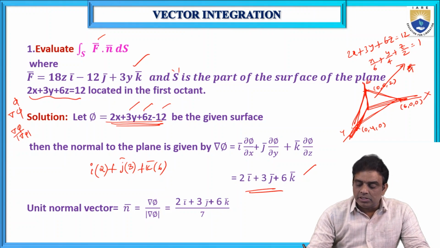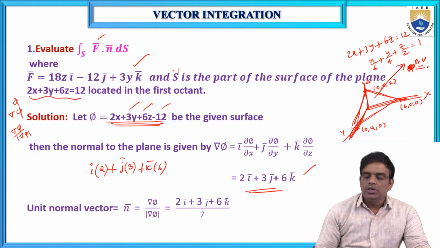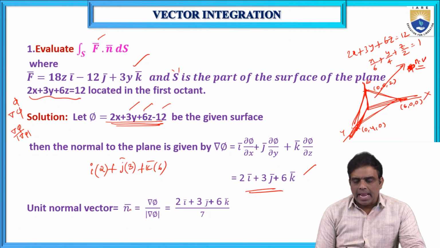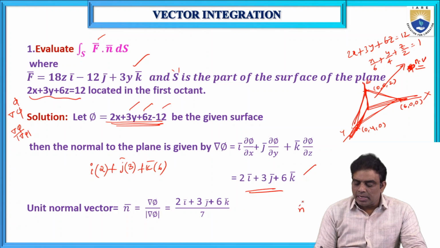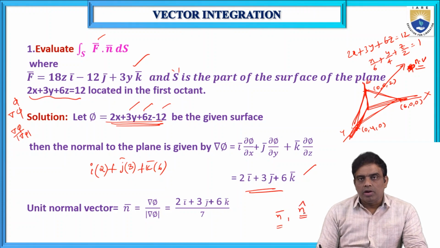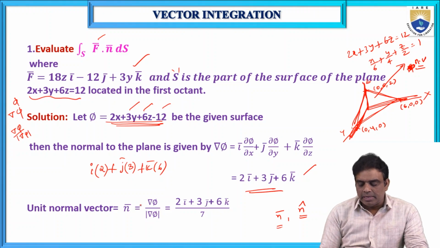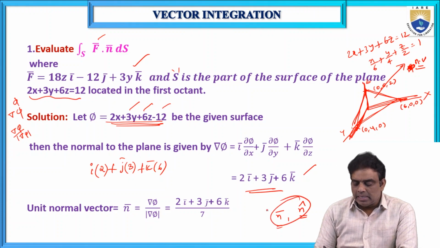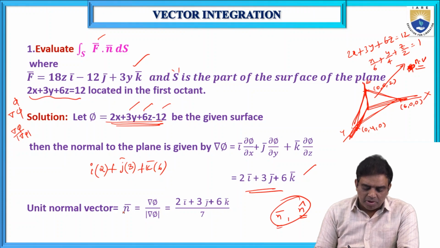The unit normal vector is denoted by n cap. Generally we use the notation n bar for the normal vector and n cap for the unit outward normal vector. But in the given standard book, n bar is the unit outward normal vector, so I am following that, just because it is the prescribed rule. So n cap or n bar.